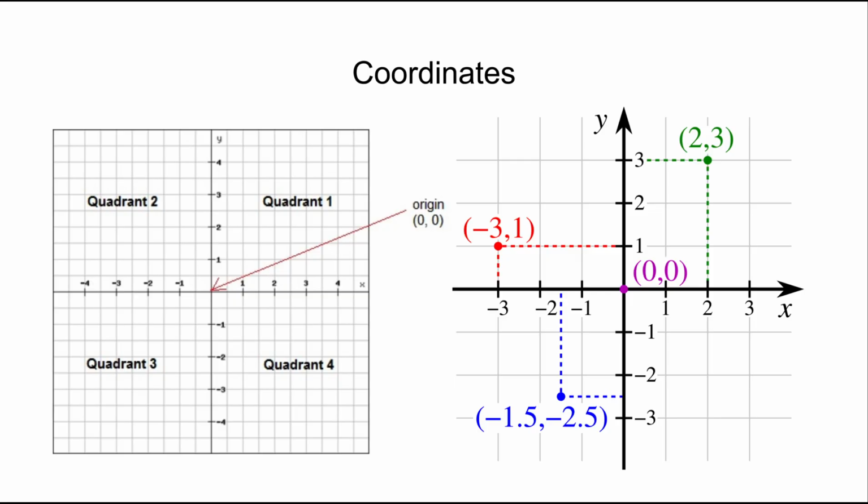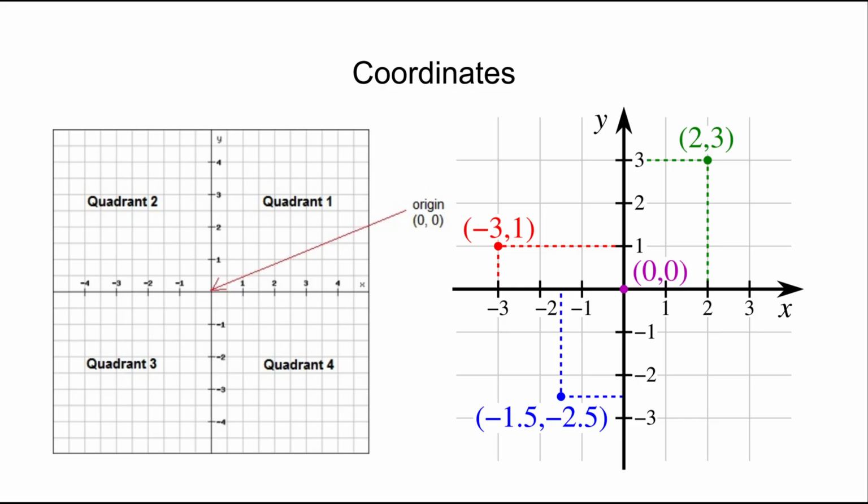These are coordinates. You should have already learned this a long time ago, but just a refresher. This is our coordinate plane, and 0, 0 is called the origin. We have quadrant 1 with double positive x and y. We have quadrant 2 with a negative x and a positive y. We have quadrant 3 with a negative x and a negative y. And then we have quadrant 4, positive x and negative y.